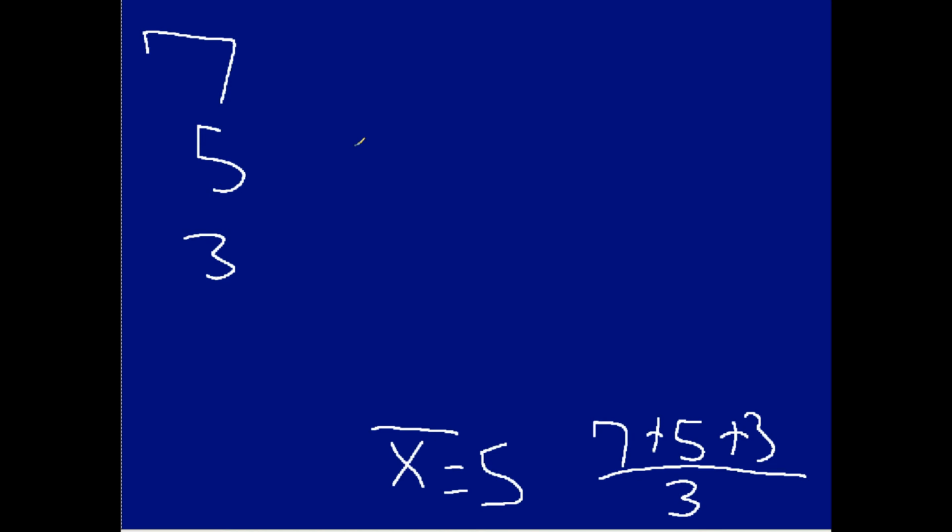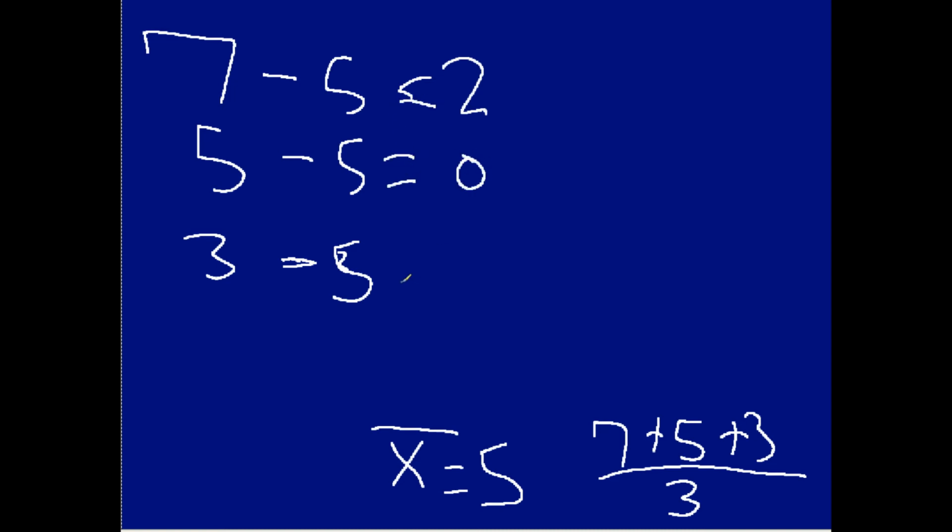Now the second step is you need to subtract the sample mean from each individual example, which we can also call an observation. So 7 minus 5, 5 minus 5, 3 minus 5. 7 minus 5 comes out to 2. 5 minus 5 comes out to 0. 3 minus 5 comes out to negative 2.